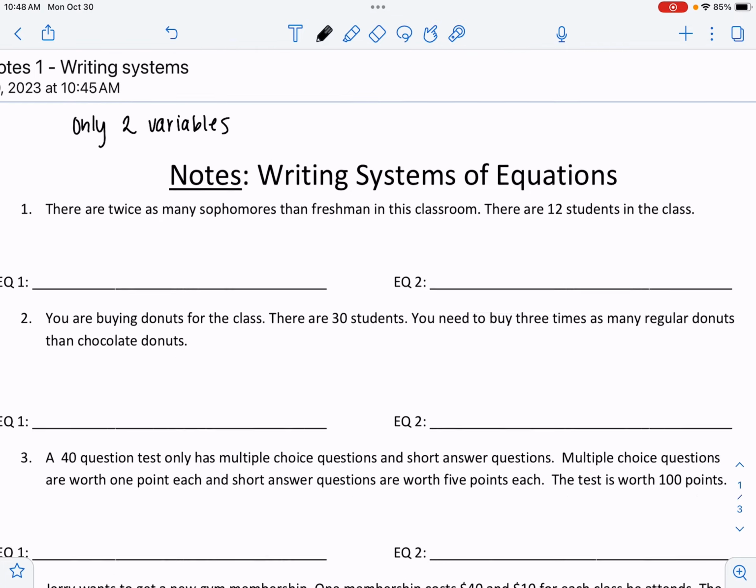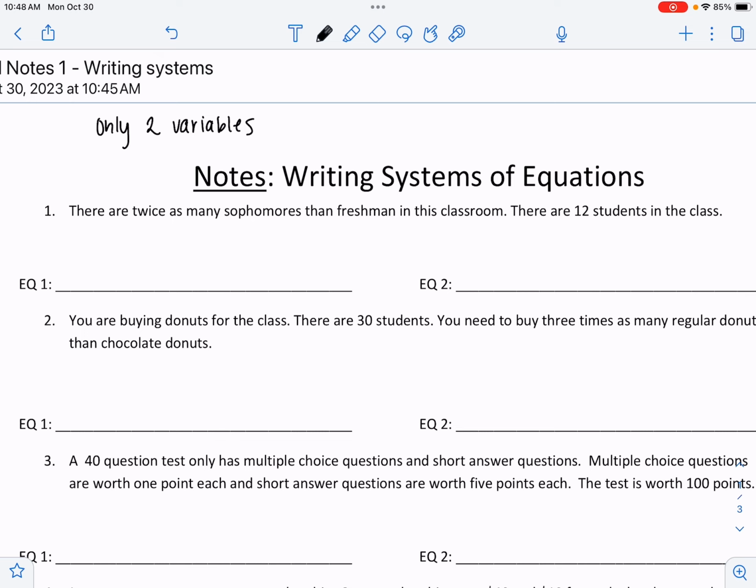Okay, and the other thing you need to know about these systems of equations is you're going to come across three different types of equations. The first type will be a total. If you're given a total and it seems like you have two rates, total and two rates, that screams standard form. So it's going to be some number times x plus some number times y equals that total.